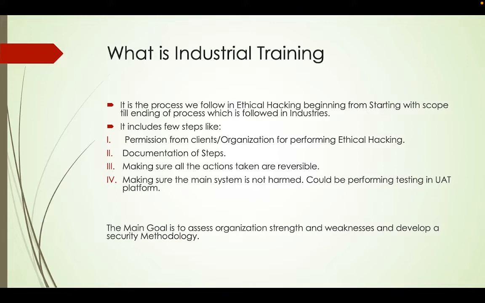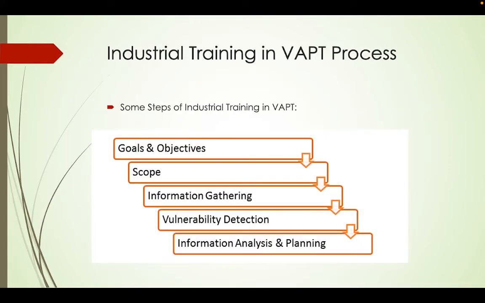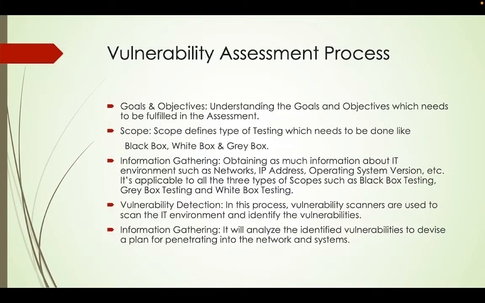The main goal is to assess the organization's strengths and weaknesses, to develop a security methodology, and to provide in-depth security to the clients. We'll take one example over here: the VAPT process, which we call vulnerability assessment and penetration testing. We can list some steps and training procedures followed in VAPT: goals and objectives, scope, information gathering, vulnerability detection, and information analysis and planning. Let's discuss this briefly.